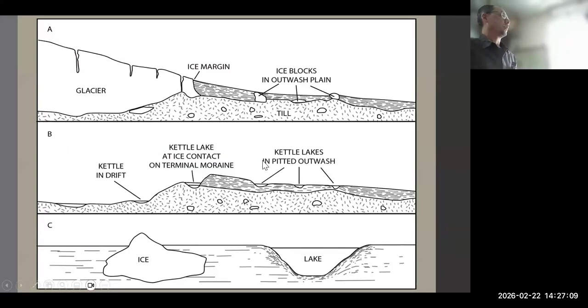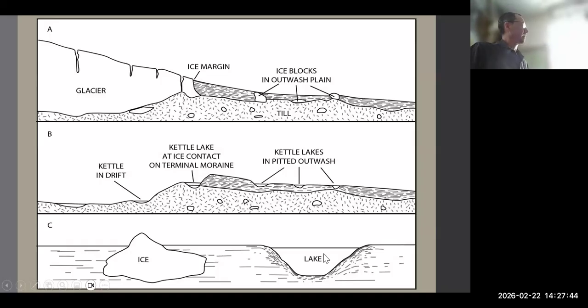Just another quick graphic to show these processes to you. So we've got this glacier that's going away. Here's the ice margin. Blocks are breaking off, buried in the outwash plain over top of the glacial till that was laid down by the direct bulldozing action of the glacier before. Once those ice blocks melt, we've got this pitted outwash and these kettle lakes. And then in a larger situation with a giant ice block, once it melts, we have a kettle lake in its place.